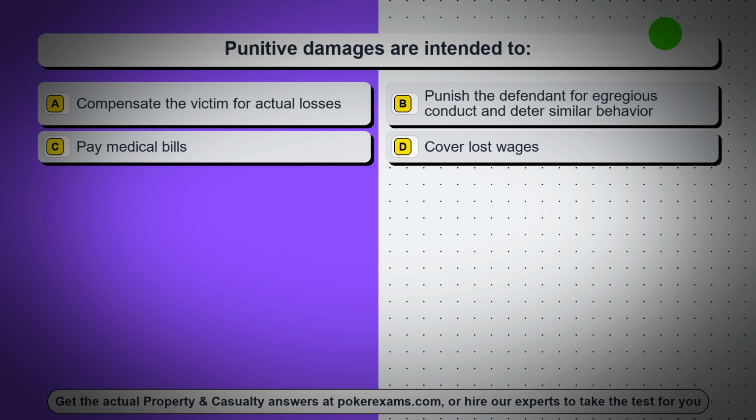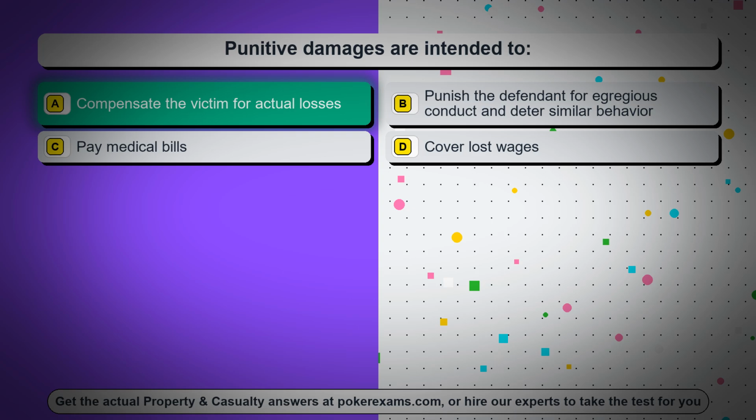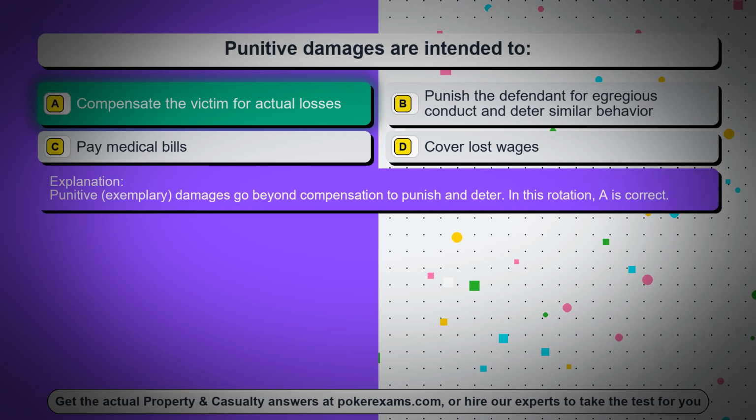Punitive damages are intended to, option A, compensate the victim for actual losses. Option B, punish the defendant for egregious conduct and deter similar behavior. Option C, pay medical bills. Option D, cover lost wages. The correct answer is option A, compensate the victim for actual losses. Punitive, exemplary, damages go beyond compensation to punish and deter. In this rotation, A is correct.